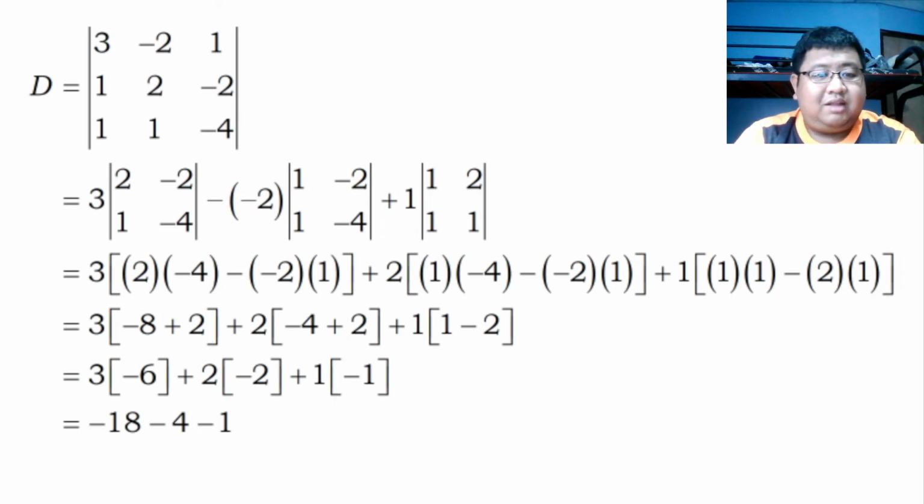So you have negative 18, you have negative 4, and you have negative 1. All of them have the same signs, so you add them up and copy the common sign, giving you negative 23. This will be the value for our D. At ito yung magiging divisor natin pag nag-divide na tayo later.